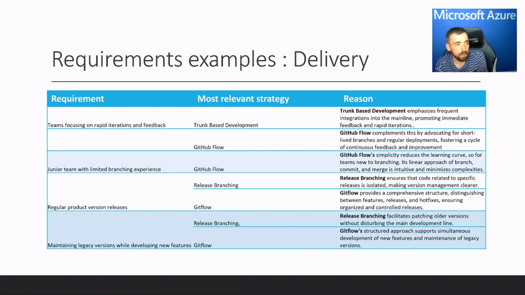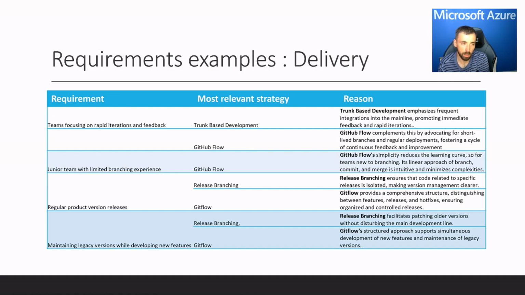Then we have a requirement being a junior team with limited branching experience. GitHub flow is a simple branching strategy that can help teams in that scenario. Reduces the learning curve, so for teams new to branching, its linear approach to branch, commit, and merge is intuitive and minimizes complexities.